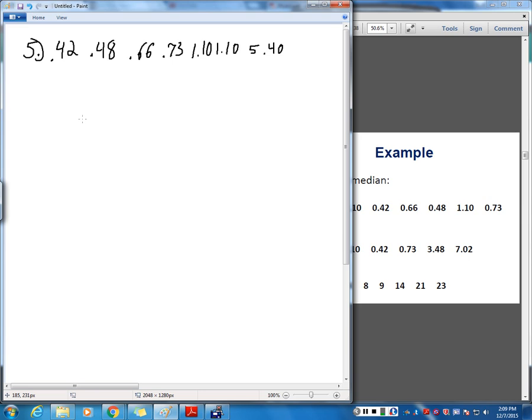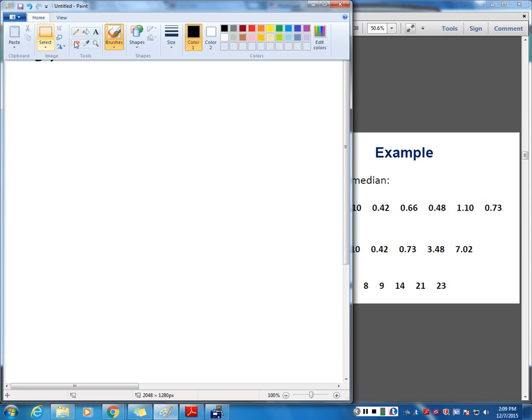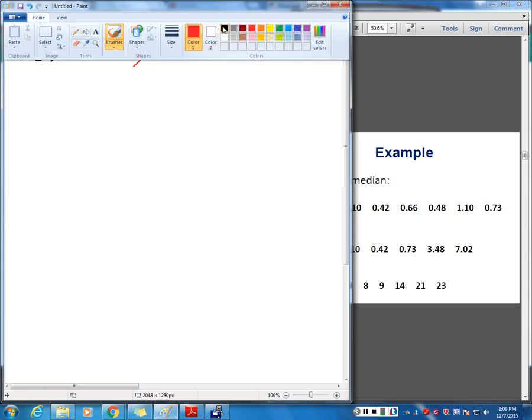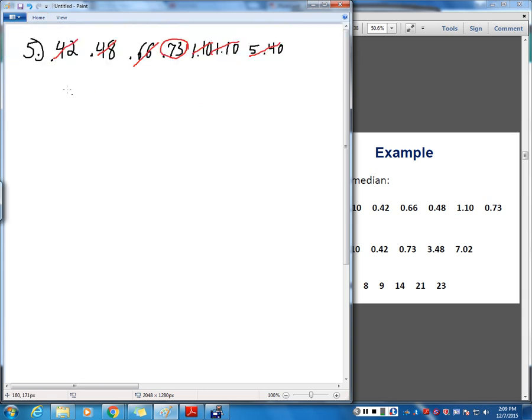All right, well, to find the median of these numbers, I simply do this. Well, it can't be that one or that one. It can't be this one or this one. It can't be this one or this one. Oh, there it is. So the median in number 5 is 0.73. It literally is the number in the middle.